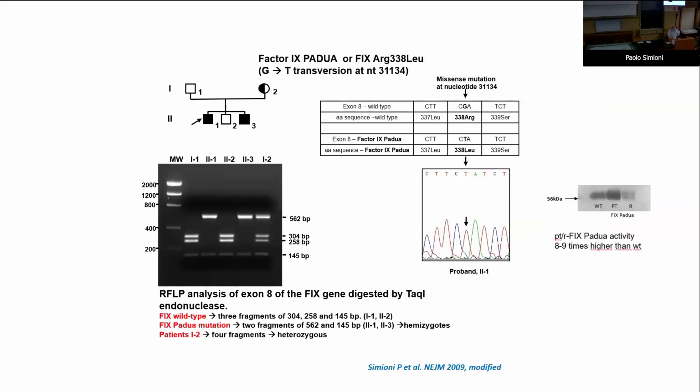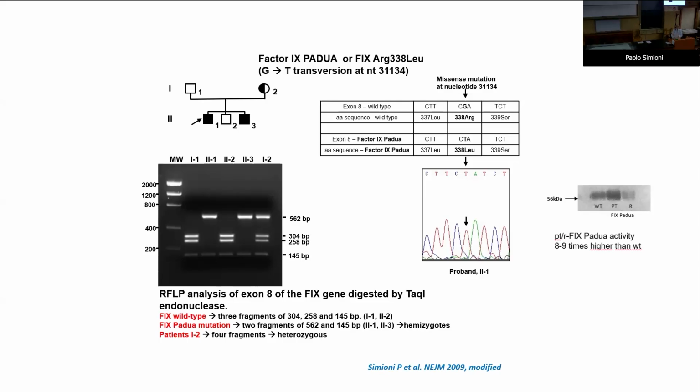And this was due to a single point mutation, just a single amino acid substitution, that changed completely the activity of this molecule and made it hyperfunctional. So the story is very simple. It was related to thrombosis, a severe thrombophilia in a young boy, a 22 year old young boy.